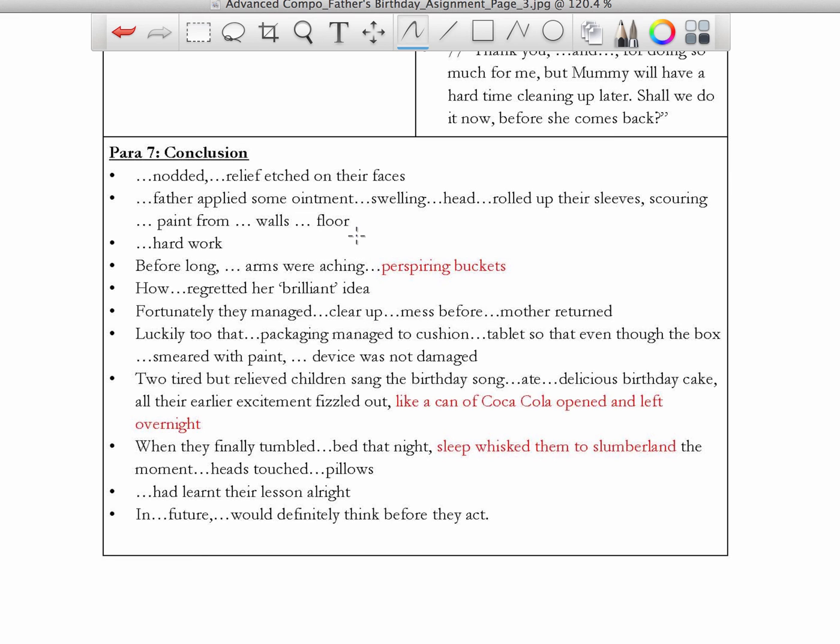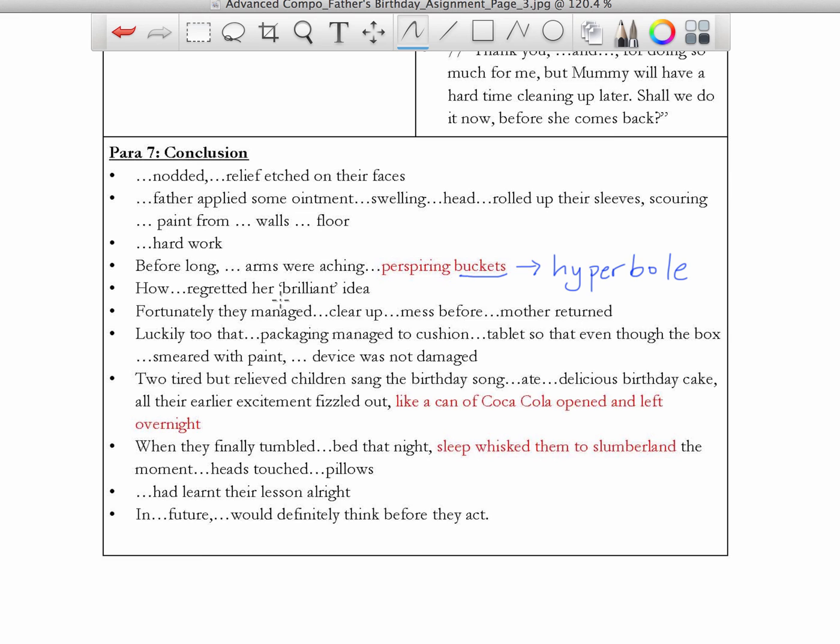Okay, last paragraph, paragraph 7. "They were perspiring buckets." When you perspire, is your perspiration really enough to fill a bucket? Not really, right? So what sort of figure of speech would this be? This would be hyperbole. It's an exaggeration, right? We're just trying to say that they work so hard, they perspire a lot, when we say they perspired buckets.